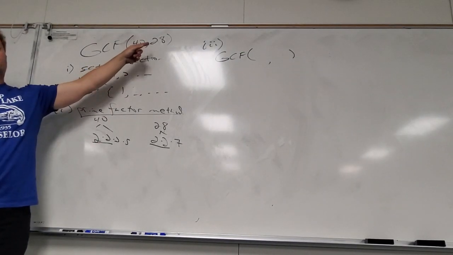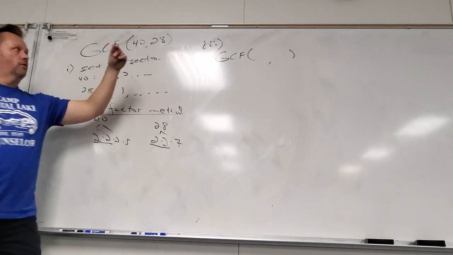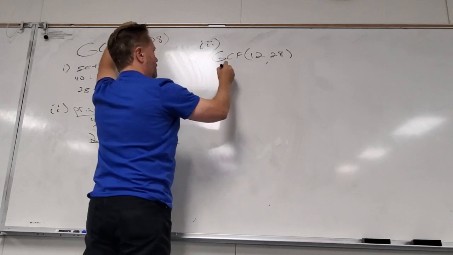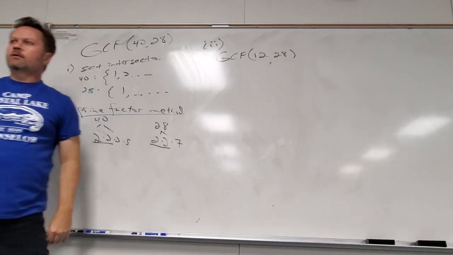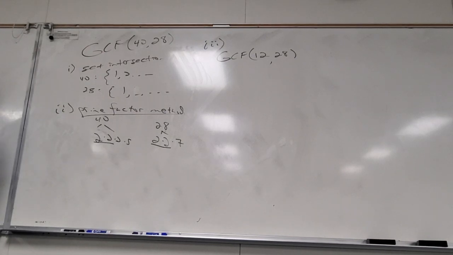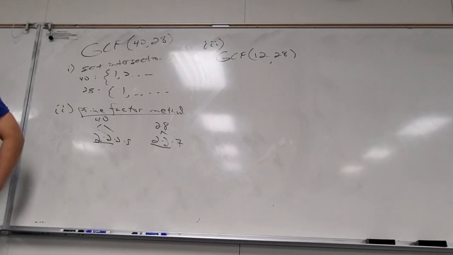Yeah, 40 minus 28 is 12. So whatever the GCF of this is, must be the GCF of these. And then you can keep going, but normally you do that when you have these huge numbers and you want to cut them down so it's easier to look at. Is that right?